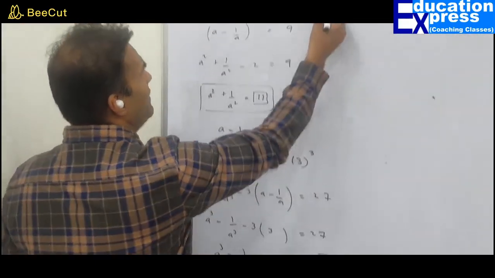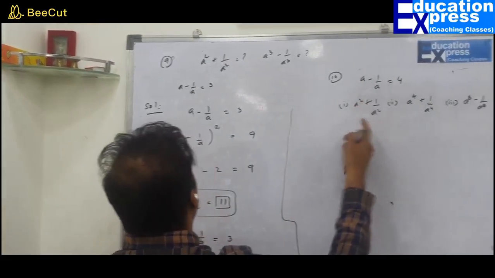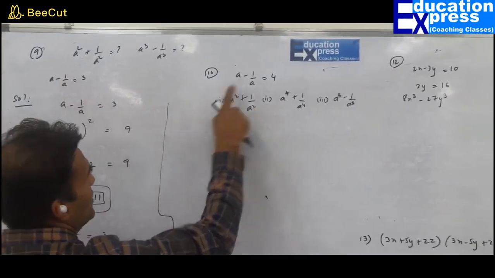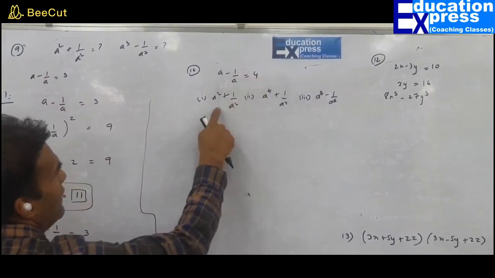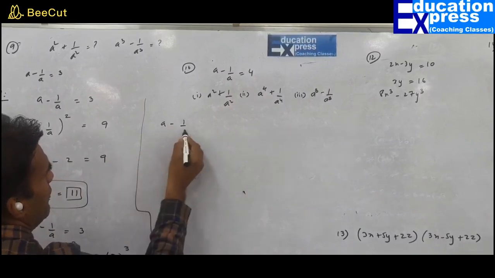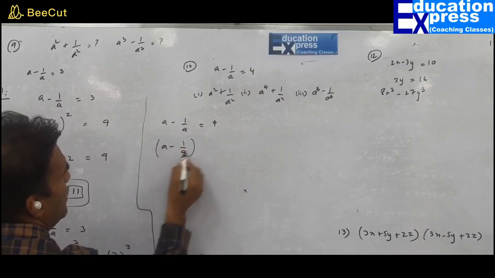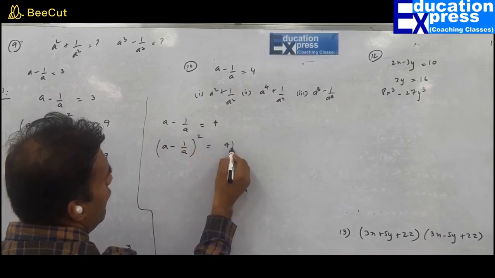Have a look at a similar type of question, that is question number 10. a minus 1 upon a is 4, same as a minus 1 upon a is 3. They are asking me to square it. So what do I do? a minus 1 upon a equals 4. a minus 1 upon a, the whole square, will be 4 square.